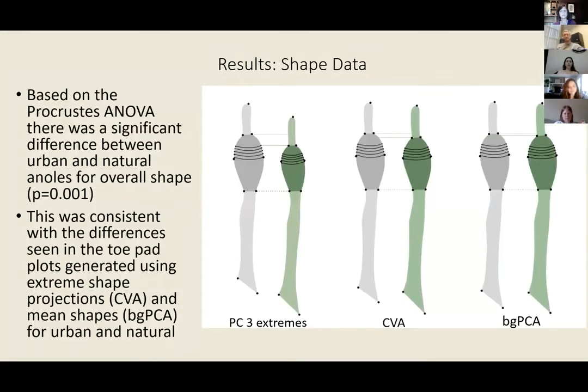And so based on the Procrustes ANOVA, there was a difference between urban and natural anoles for overall shape. And this was consistent with the projected shapes I got from the CVA, and then the mean shapes that I got over here for the BGPCA. We won't spend too much time talking about this because I don't want to waste time, but for PC3, don't put too much stock in these because I basically color coded them based on the observable pattern, which was kind of difficult to see. So, you know, take that with a grain of salt.